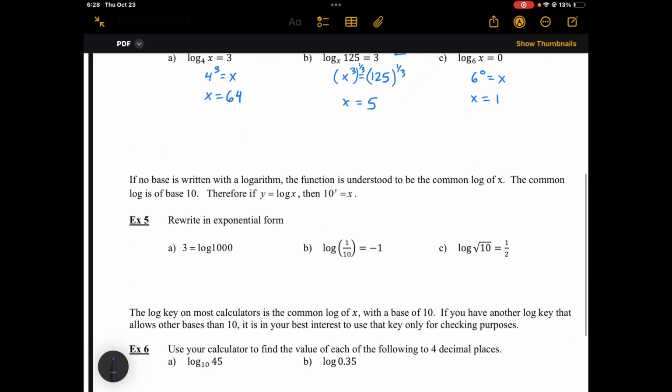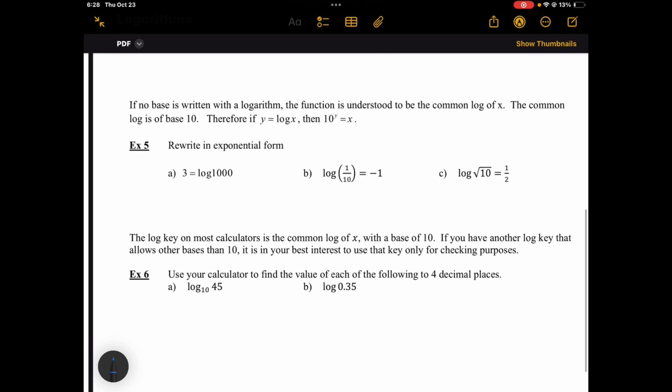You should be able to use your calculator to use logarithms here. Log base 10 is called the common log or common base. So if there is nothing written here, it means that it's base 10. So I can change this into exponential form by using 10 as the base. So here I would say 10 cubed is equal to 1,000. In the next one, I would say 10 to the exponent minus 1 is equal to 1/10. And the last one here, 10 to the exponent 1/2 is equal to root 10.